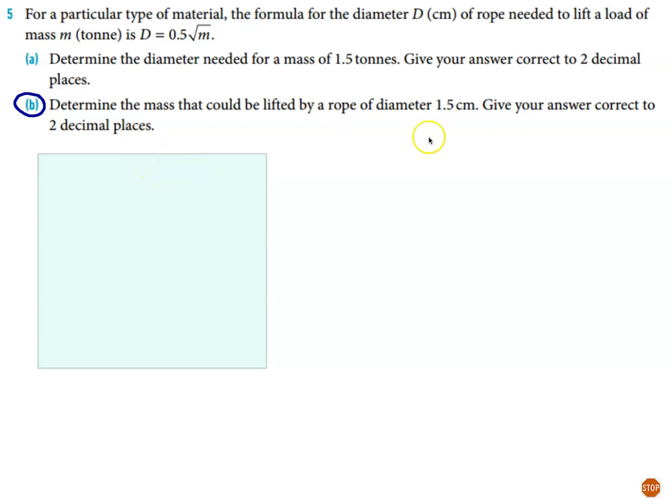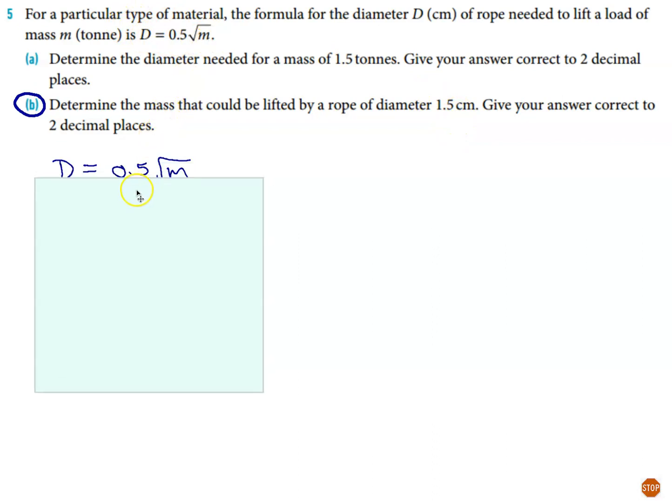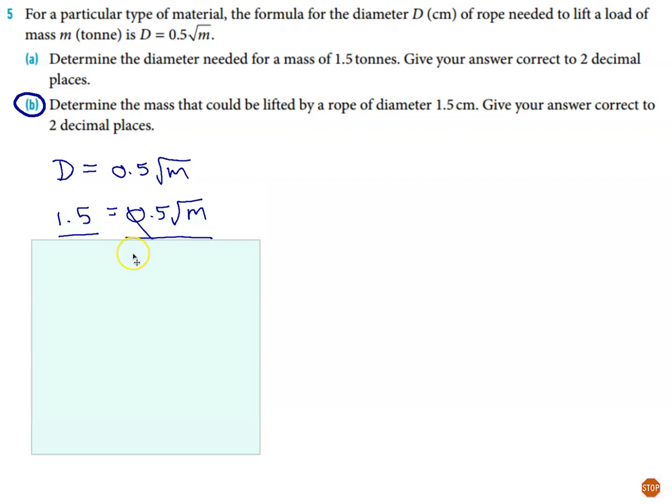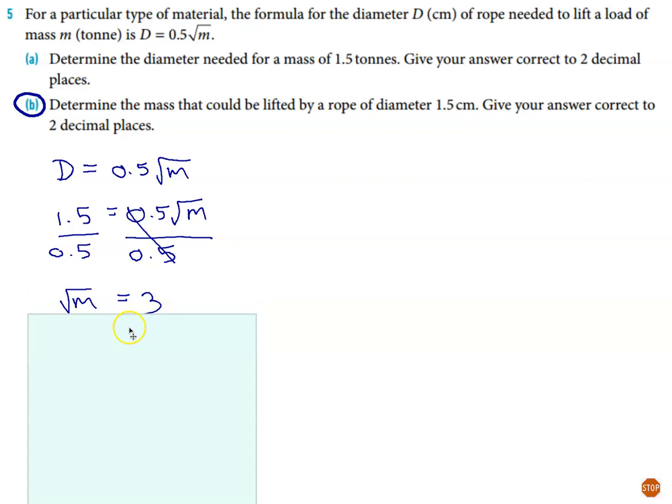Okay, so pretty straightforward. Obviously the 1.5 is going to go in place of d and not m. So that's the first stage. There's the first stage right there. d is equal to 1.5. Divide both sides by 0.5. 1.5 divided by 0.5 is 3. So the square root of m is 3, and therefore m is 9, and the units are tons. And that's the end of the first video.